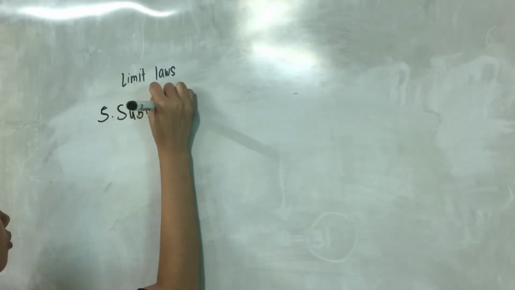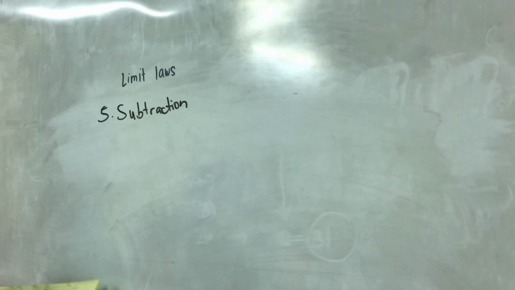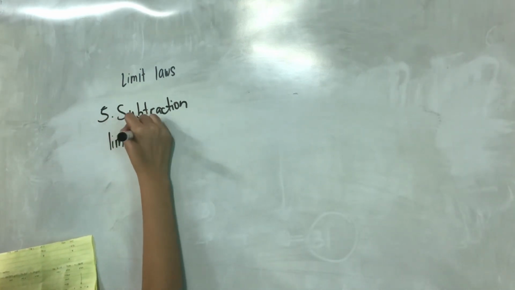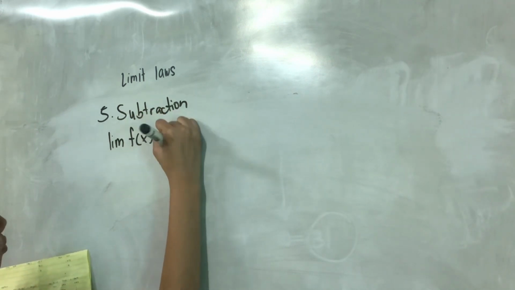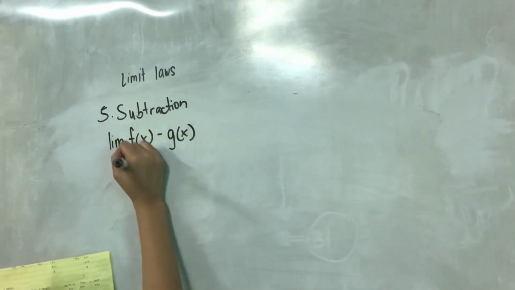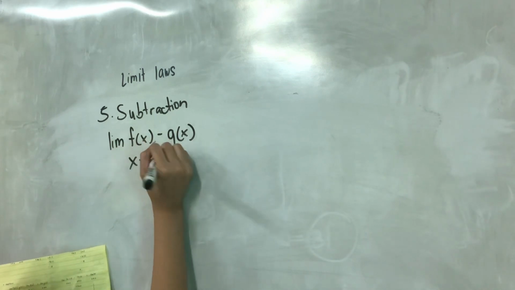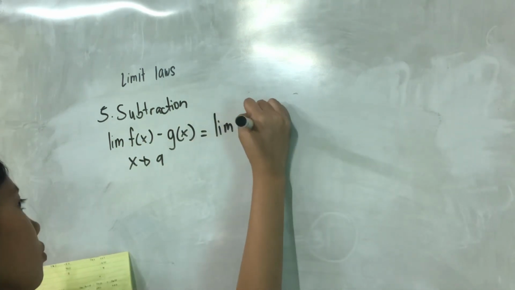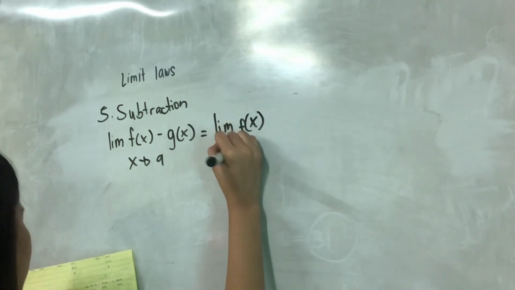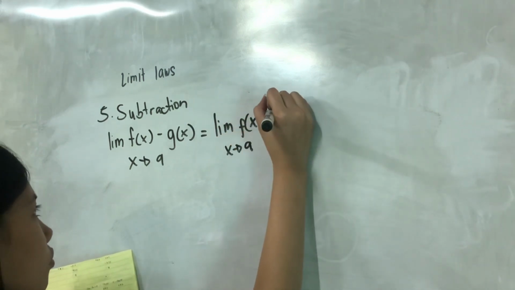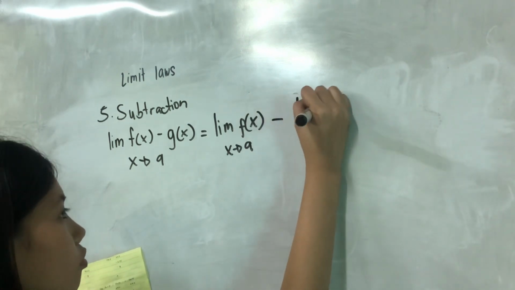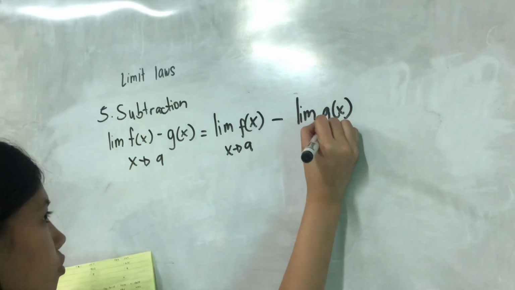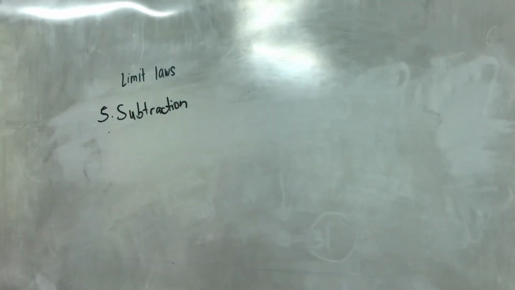Here we have the formula for subtraction in limit laws. So the limit of f of x minus g of x while x is approaching a is equal to the limit of f of x minus the limit of g of x while x is approaching a.